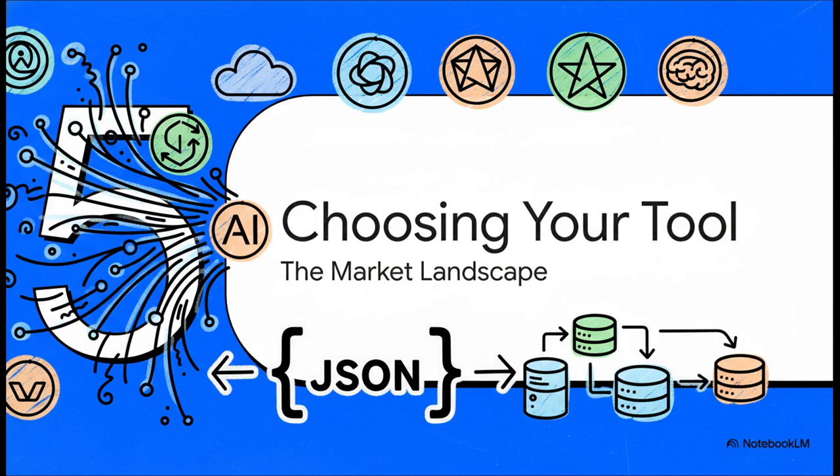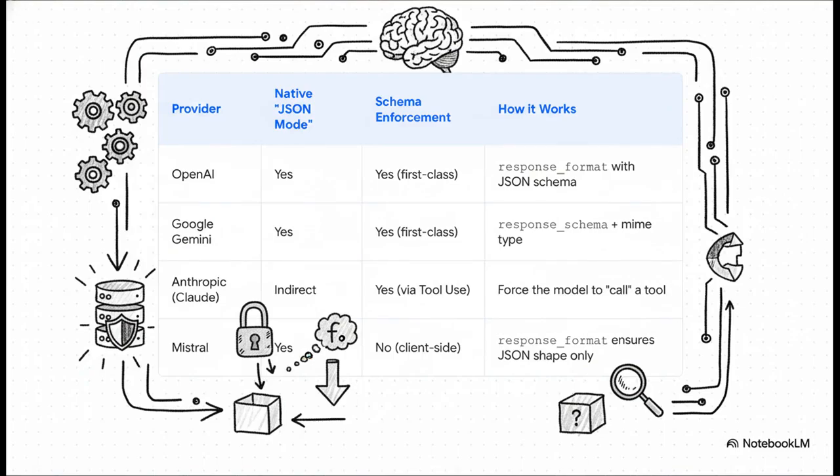Okay, let's zoom out a little and look at the whole market. Because while these ideas are becoming standard, not everyone implements them in the exact same way. This chart from technologist Ross Glukov is just a fantastic cheat sheet. As you can see, OpenAI and Google Gemini treat this as a top-tier, first-class feature with strong guarantees. Anthropic has this really clever approach where they get the same result by basically tricking the model into using a tool. And then you have Mistral, which guarantees the output will be valid JSON, but it leaves the job of checking it against your specific schema up to you. So different philosophies, for sure.